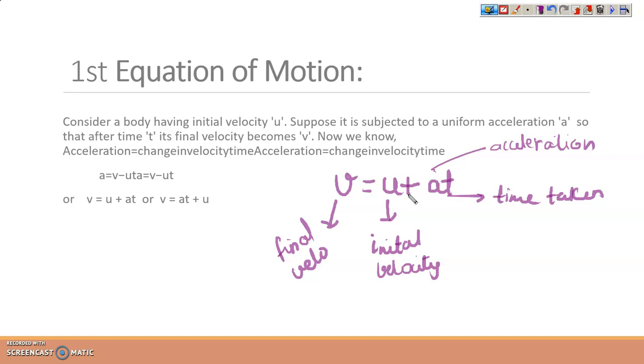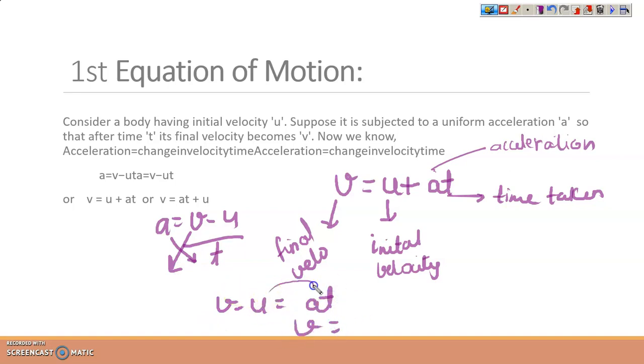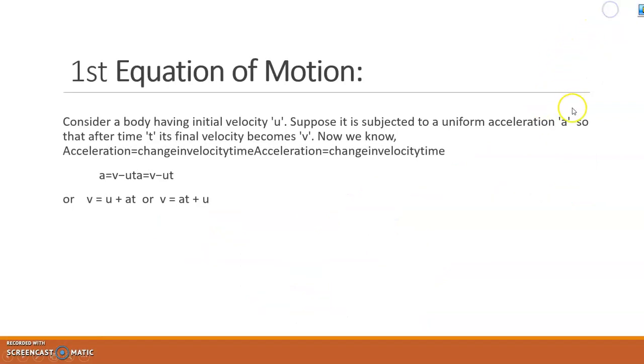This equation is derived from the acceleration formula. The formula of acceleration is (v − u) / t. So if we cross multiply this, we get v − u = at. And if we move u to this side, we get v = u + at. So this was the derivation. Now let's have a look at the second equation of motion.